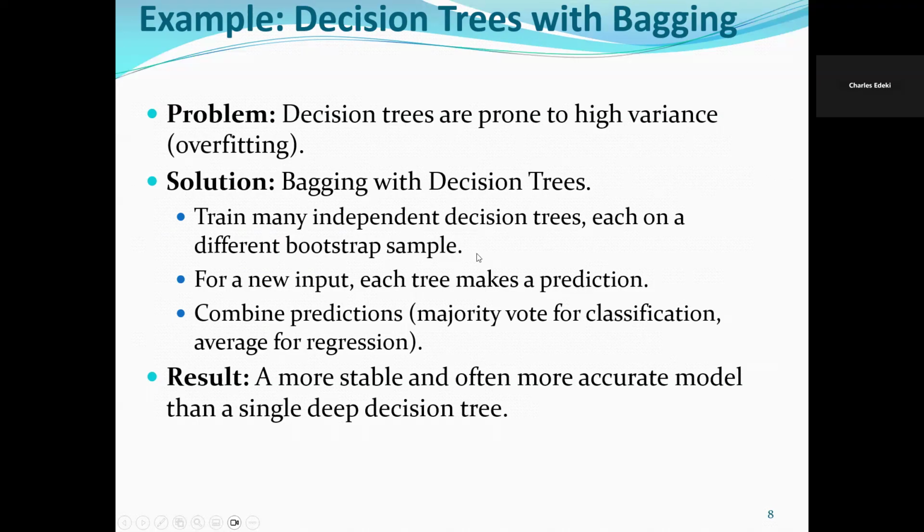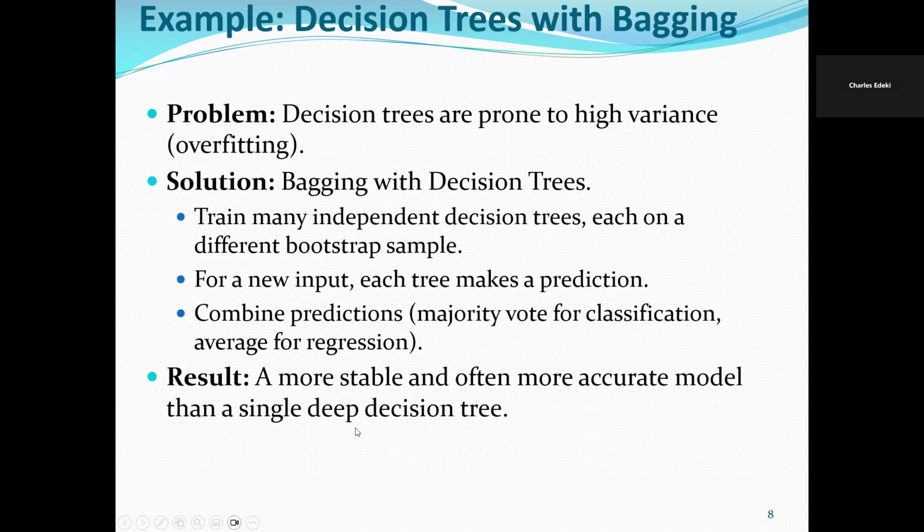So we train many independent decision trees, each on a different bootstrap sample. Again, bootstrap sample means taking a sample with replacement. For a new input, each tree makes a prediction or classification, either one. Combine the predictions: majority vote for classification, and average for regression. The result, you get, 100% sure, a more stable and often more accurate model than a single deep decision tree.